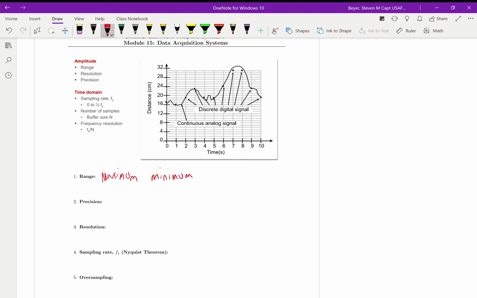Too many consonants in that word. Value is 3.3 volts minus 0 volts, or 3.3 volts. All right, our precision is the number of values from which the amplitude of the digital signal is selected. So let's write that down. Number of values.